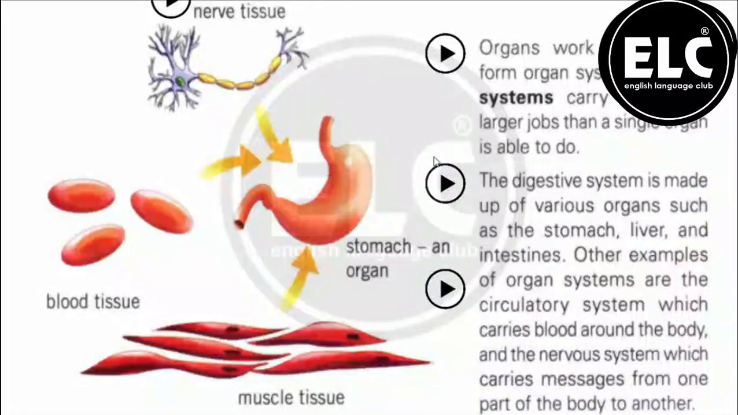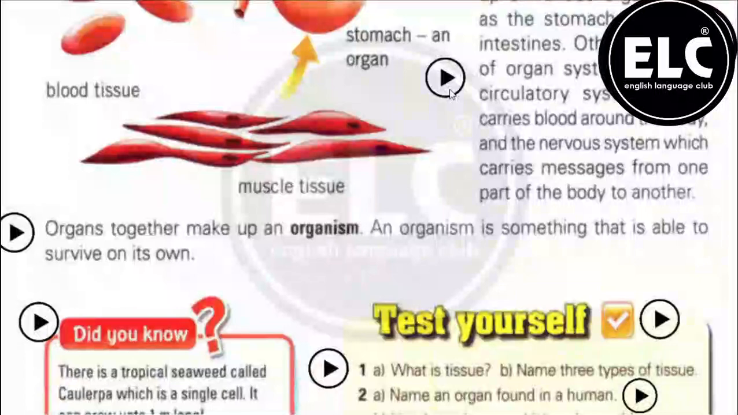Organs work together to form organ systems. Organ systems carry out much larger jobs than a single organ is able to do. The digestive system is made up of various organs such as the stomach, liver, and intestines. Other examples of organ systems are the circulatory system which carries blood around the body, and the nervous system which carries messages from one part of the body to another.